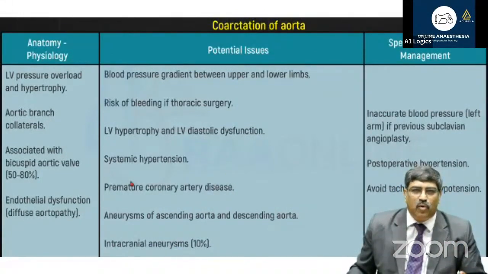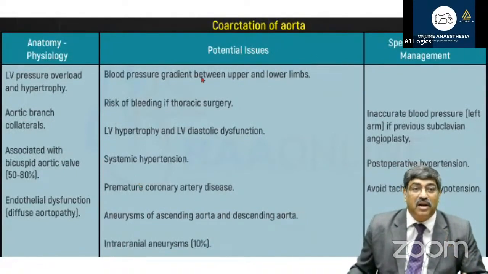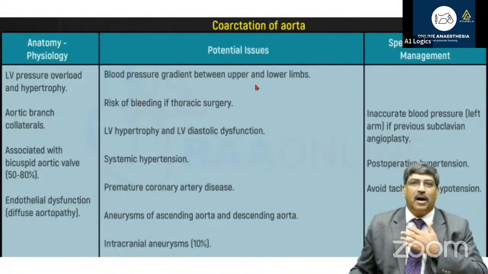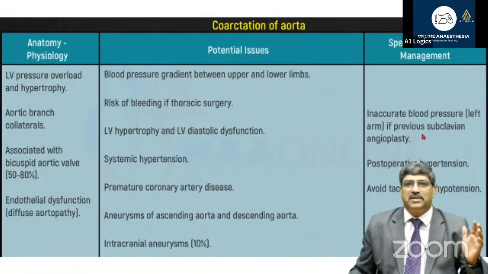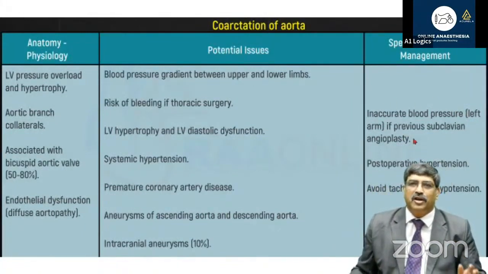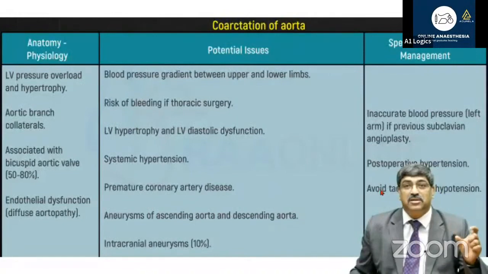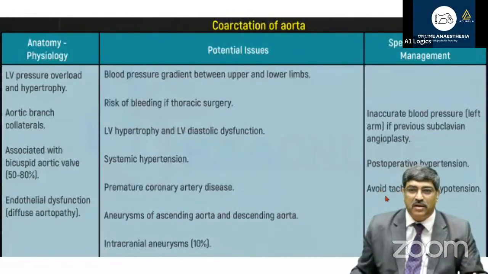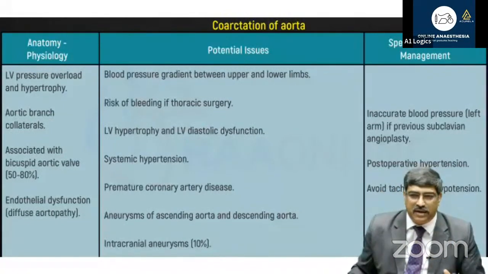Apart from that, most of the patients with coarctation will have severe systemic hypertension, and there will be a gradient between the upper and the lower limb. If subclavian angioplasty or subclavian flap is put over the coarctation, there can be inaccurate blood pressure, particularly in the left arm. Sometimes, even if you correct the coarctation, chance of hypertension persisting into the postoperative period is always there. Your goal is going to be avoid tachycardia and hypotension.